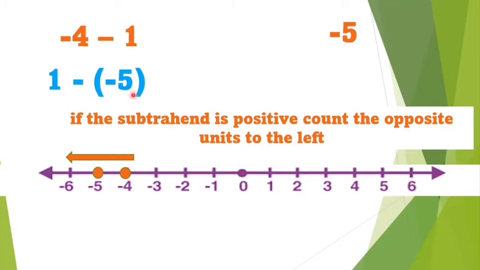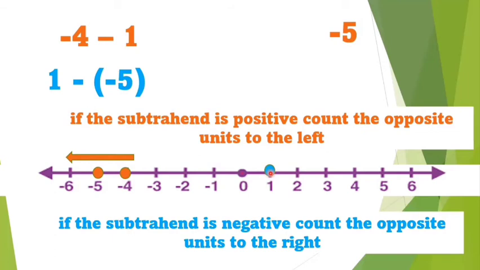Another example, we have positive 1 minus negative 5. First step, again, we have to locate and plot the minuend, which is the positive 1, and count units to the right. Since we have the negative, so we're going to count the opposite units to the right. Ayan, tinuturo ng ating arrow. Then we are going to count from positive 1. So we have 1, 2, 3, 4, and 5. That's make our answer equal to positive 6. Nakuha yun?